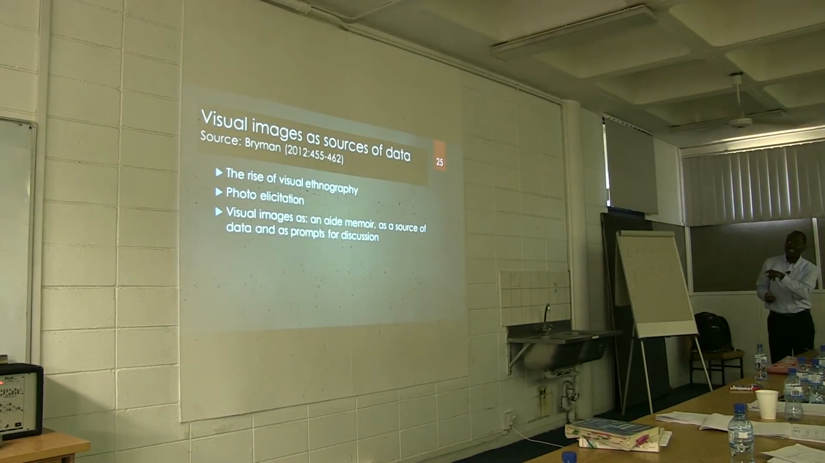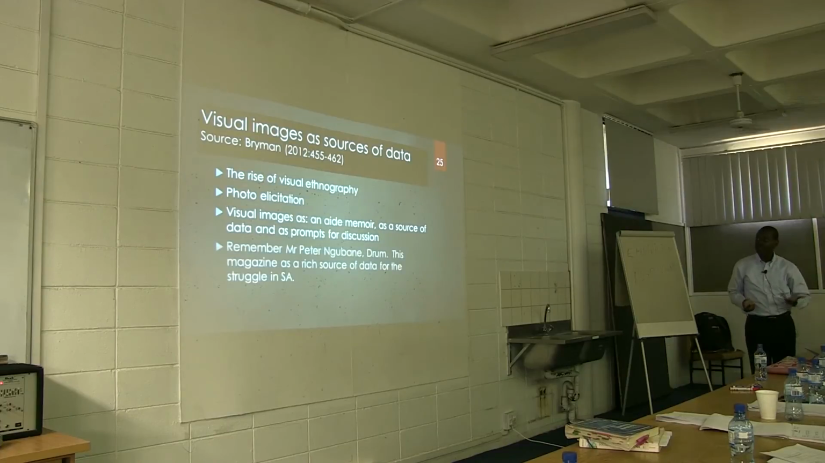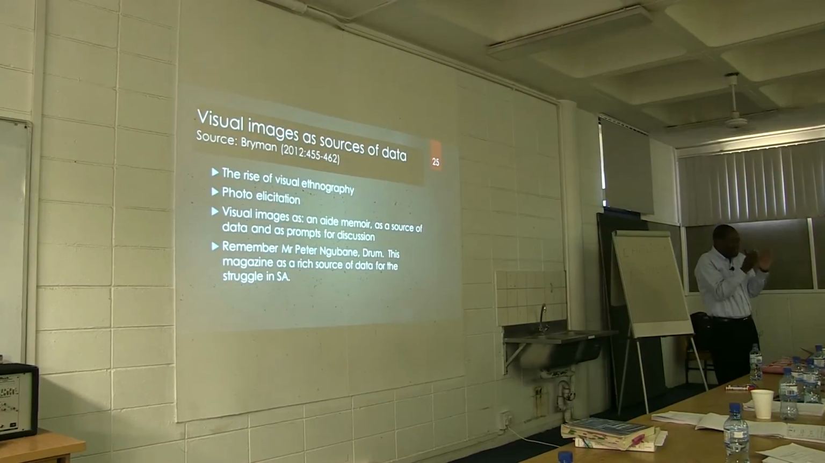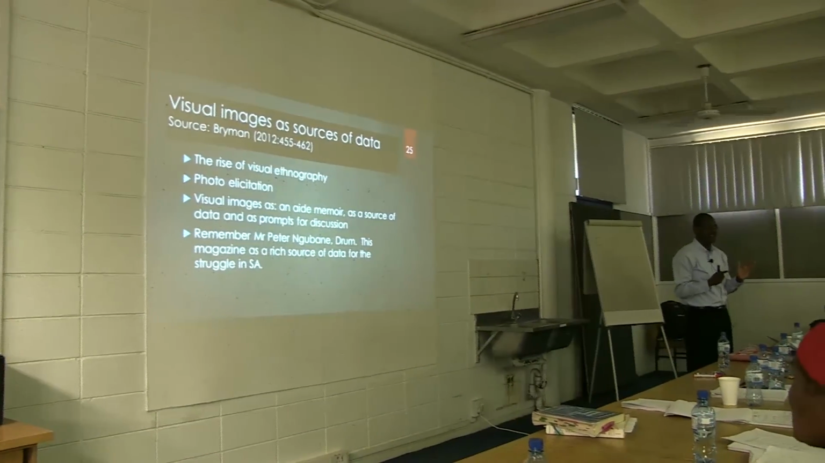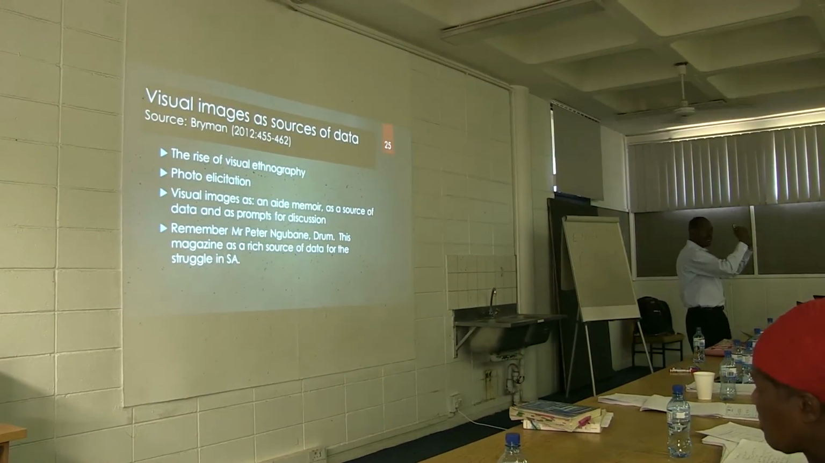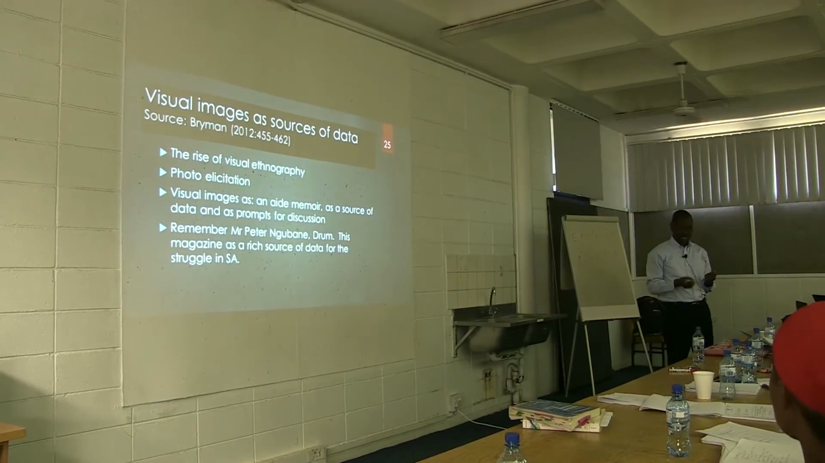Okay, so visual images as an aide-mémoire, as a source of data, and as prompts for discussion, something that prompts you to discuss something, okay? Remember Mr. Peter Magubane, he's my favorite at Drum. This magazine is a rich source of data for the struggle in South Africa. It's an aide-mémoire. I get everything from one Drum edition of, say, January 1, 1962. It gives me an entry into the apartheid struggle during that period, and so I can use it as a source of data. Okay, that's what we're talking about.